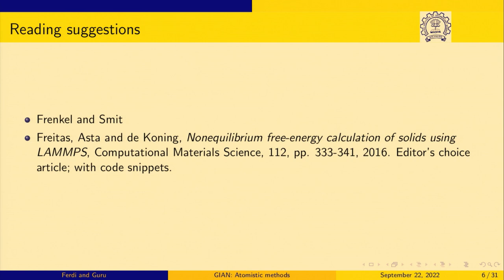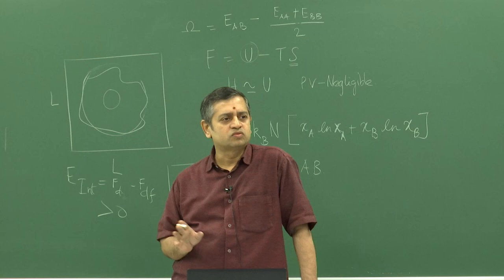What I also liked, and Sushil and Kamlakshi, my other PhD student, would vouch, is that there is this wonderful paper by Freitas, Asta and De Koning. There are several, this is one, and there is another one by Vega et al. This is non-equilibrium free energy calculation of solids using LAMMPS, published in Computational Materials Science. It is an editor's choice article, and there are two reasons why you should read this paper. One is, if you are trying to do anything like this, it will save you about 6 months of effort. What you would do after 6 months, you will be able to do in a week, if you carefully read this paper.